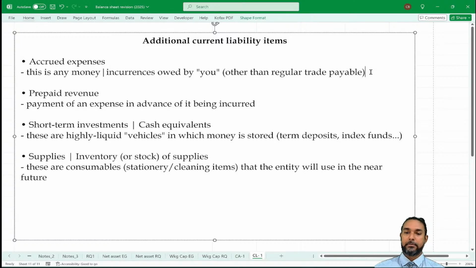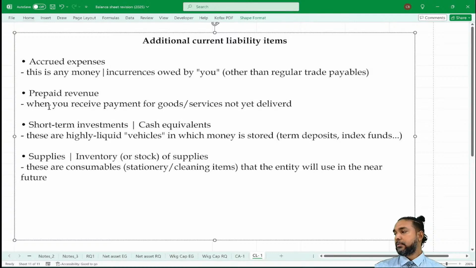Money owed by you, trade payables, right? Prepaid revenue, right? So this is when you receive payment for goods or services not yet delivered. Right? So sometimes it's called like advance payment, whatever the case is. So long story short, somebody's paid you before you've done what you're supposed to do. So now you have an obligation to do what you're supposed to do, which means either delivering your goods or delivering your services. But either way, you have something to deliver, some benefit to transfer, to render upon some other party. That's why it's a liability, right?